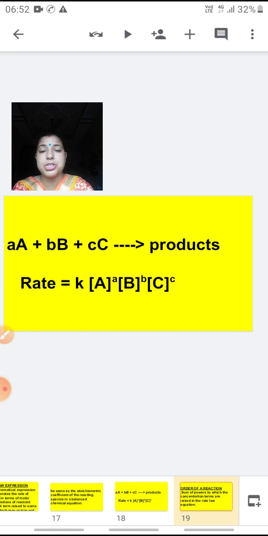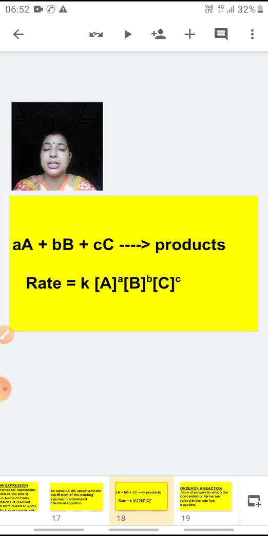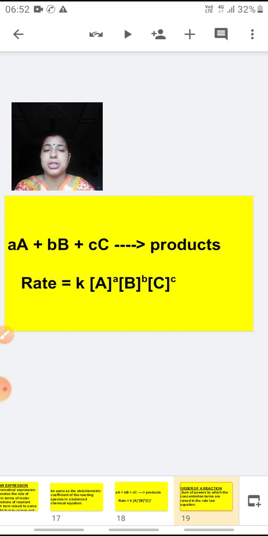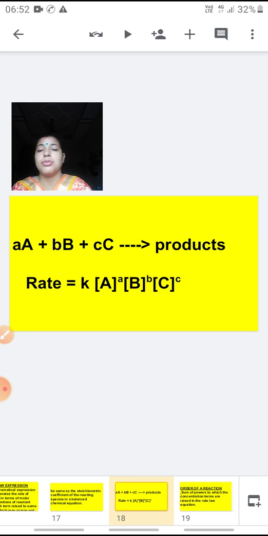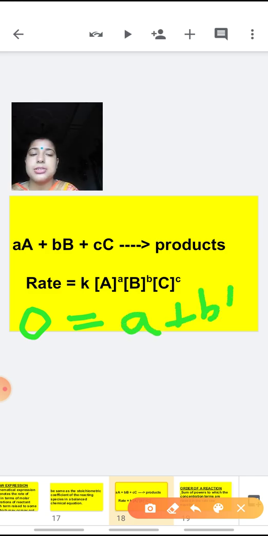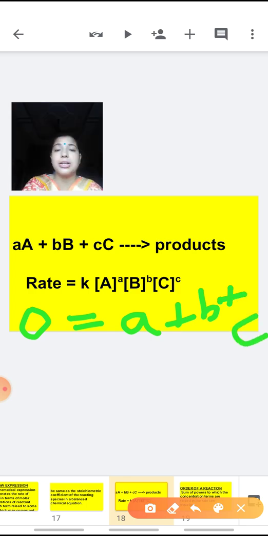In that equation, I have written A raised to power a, B raised to power b and C raised to power c. Now according to this, the sum of powers to which the concentration terms are raised in the rate law equation will give you the order of reaction. So order of this reaction will be equal to what? Order will be equal to small a plus small b plus small c. So this will give you the order of reaction.